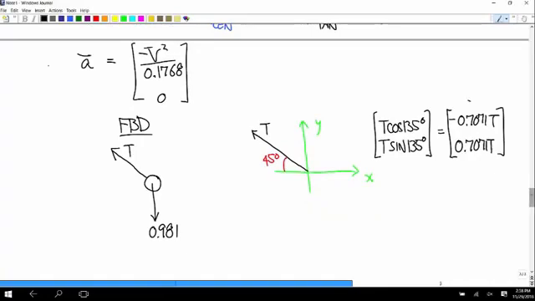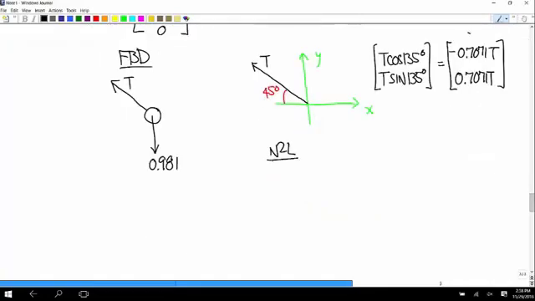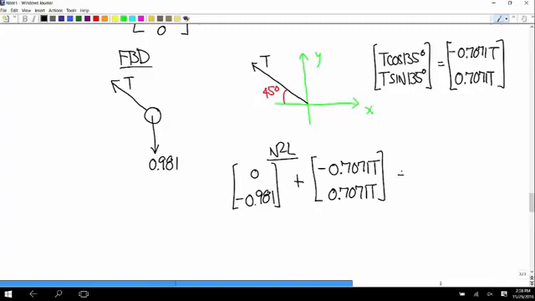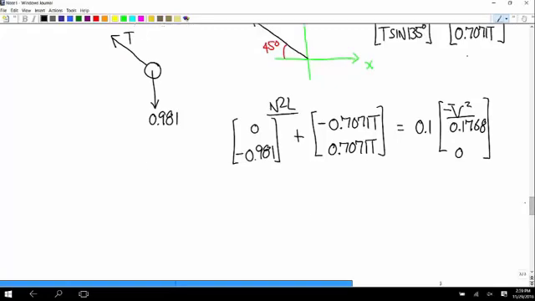And so now Newton's second law says 0, negative 0.981 plus negative 0.7071 t, positive 0.7071 t is equal to the mass times the acceleration, which is negative v squared over 0.1768, and then 0 for y. And now solving it, we'll go through just the same order we did before.